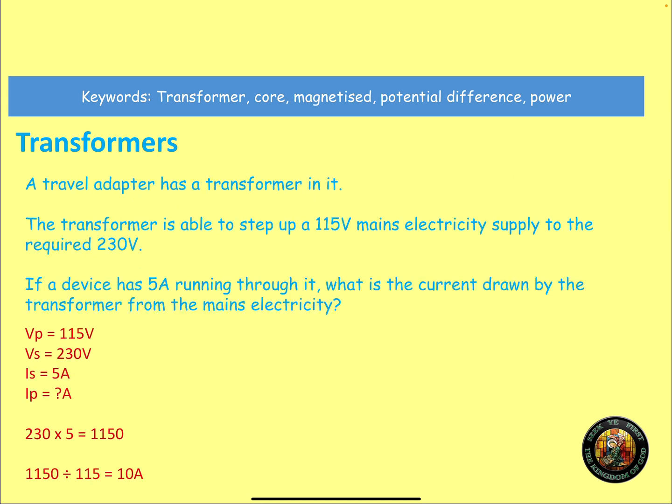A travel adapter has a transformer in it. The transformer is able to step up 115 volts mains electricity to the required 230 volts. If a device has 5 amps running through it, what is the current drawn by the transformer from the mains electricity? This time, the primary voltage is that, the secondary voltage is that, the secondary current is that, and you're trying to find the current in the primary. So rearranging the equation again, you get 10 amps.